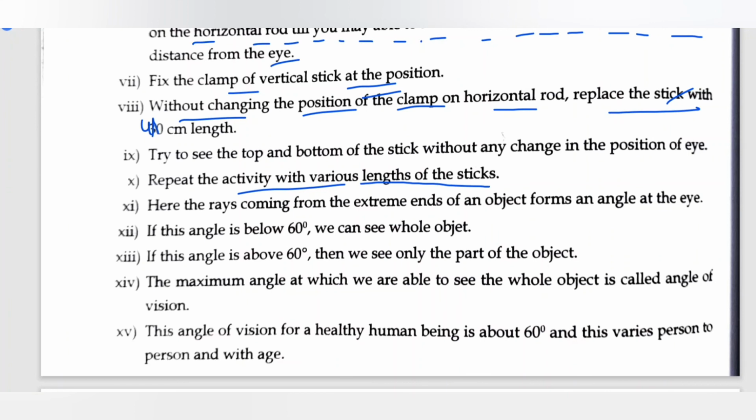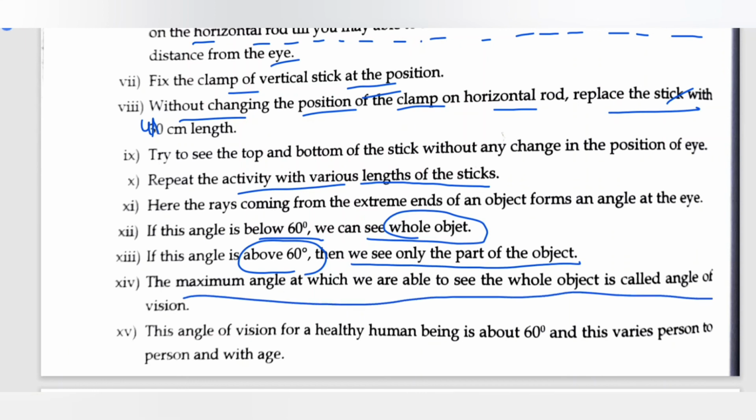Here the rays coming from the extreme ends of an object form an angle at the eye. If this angle is below 60 degrees or equal to 60 degrees, you can see the whole object. But if it is above 60 degrees, we can see only part of the object. So the maximum angle at which we are able to see the whole object is called the angle of vision. And this value for a healthy human being is 60 degrees, and it varies from person to person and with age.